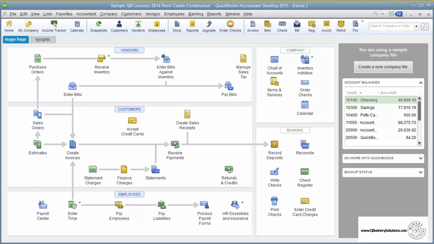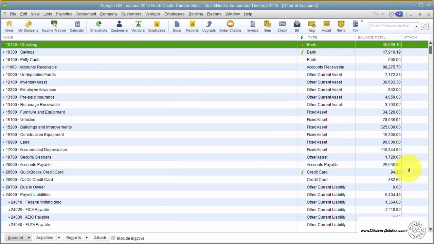Lesson 1.3, the chart of accounts. Now the only bit of accounting you need to know is the chart of accounts. This is a listing of all the names of the accounts that you'll use when you record a transaction. QuickBooks has the flexibility to customize the chart of accounts to best suit each company.